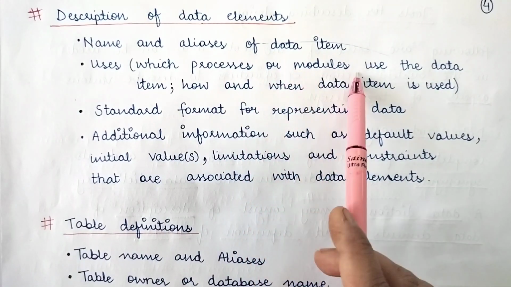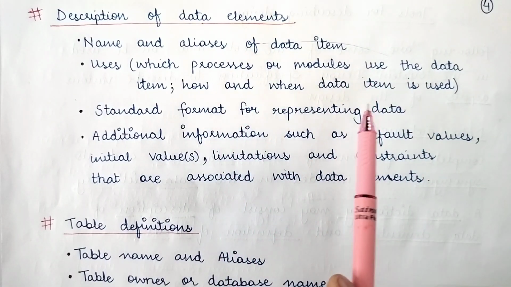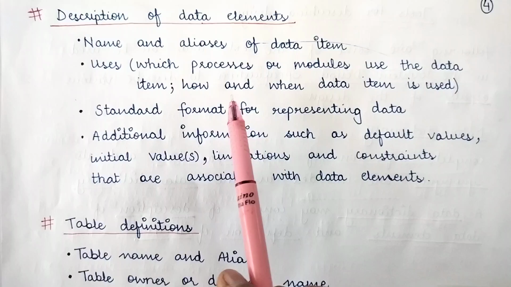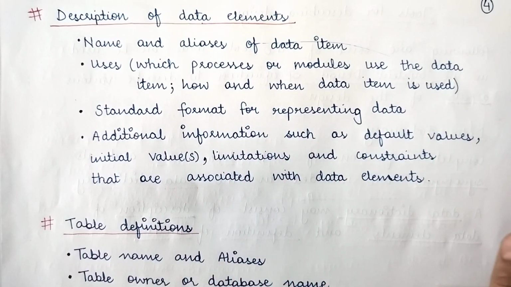Uses, which processes or modules use the data item, how and when the data item is used. This is also described in the data dictionary while describing the data elements. What are the standard formats for representing data?